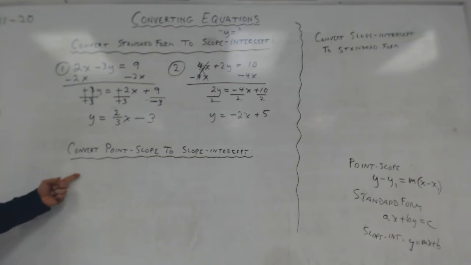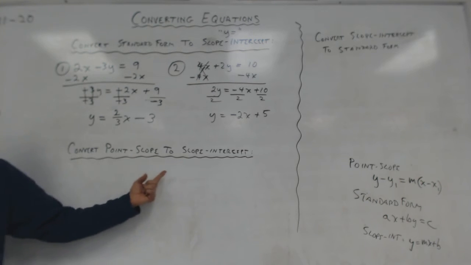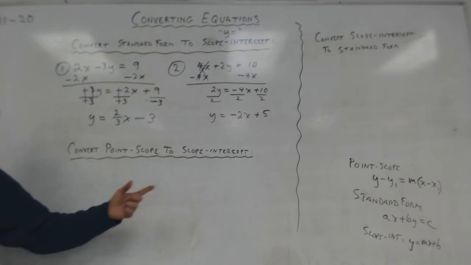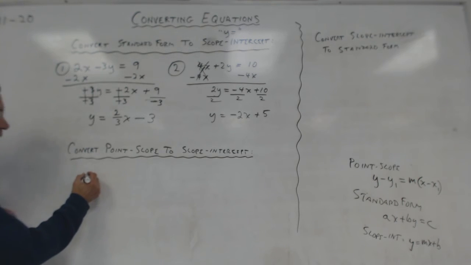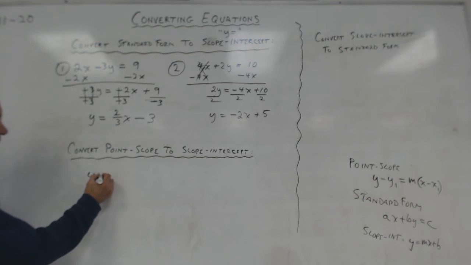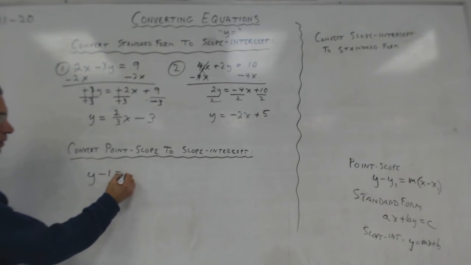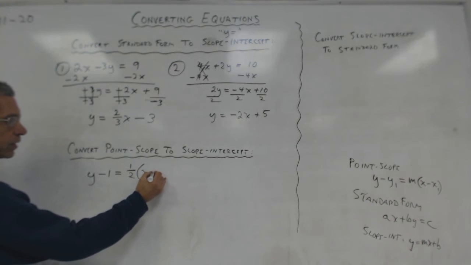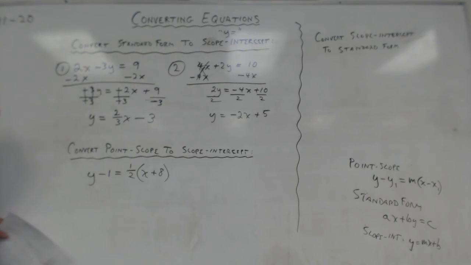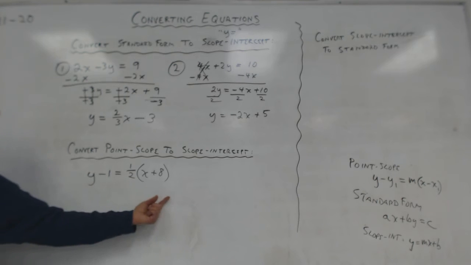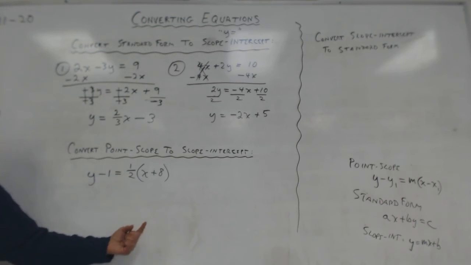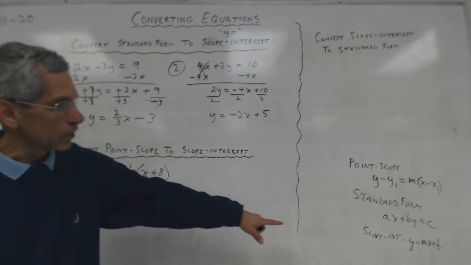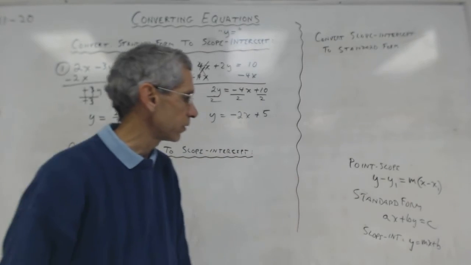Okay, the next one is converting point-slope to slope-intercept. This is very, very common. If I gave you y minus 1 is equal to 1/2 x plus 8, again, I want it to say y equals, not y minus 1 equals. And I don't want any parentheses, because slope-intercept does not have any parentheses. It's just y equals mx plus b.